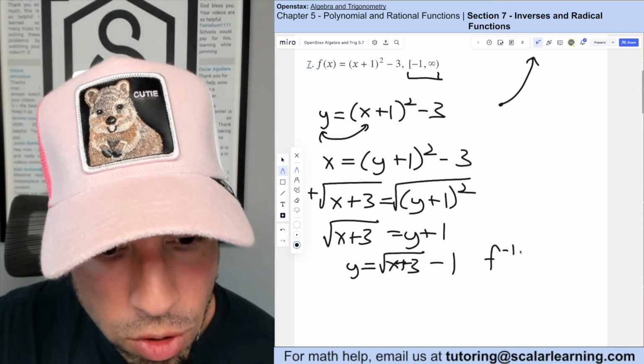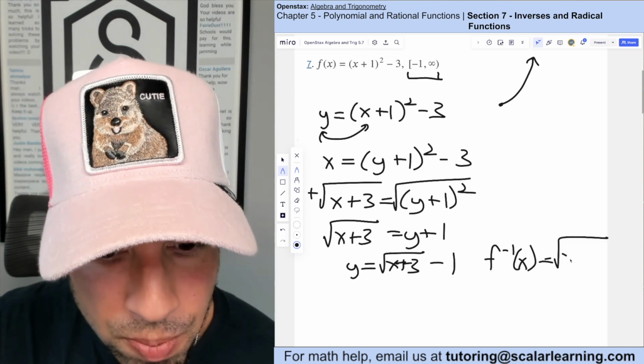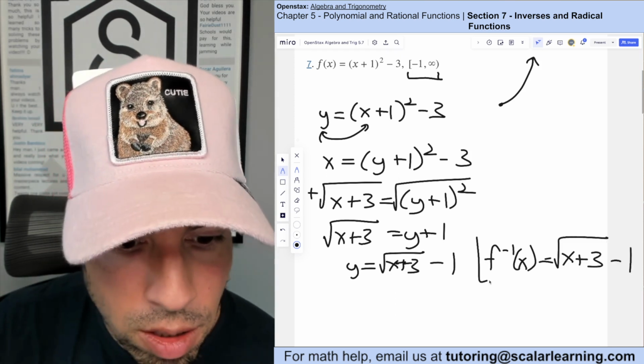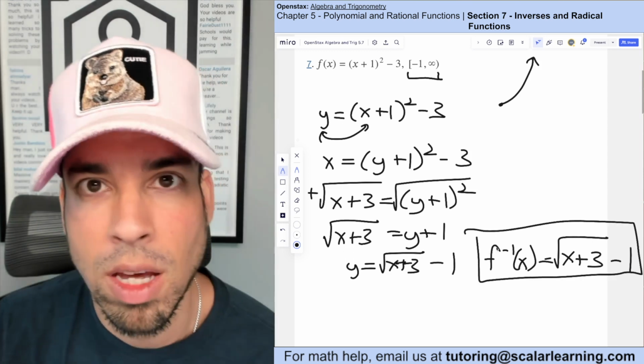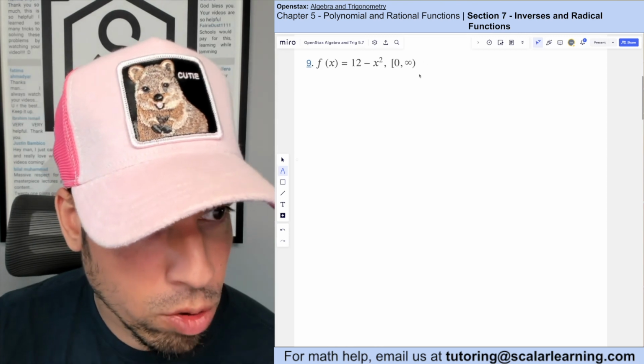f inverse of x, or f to the negative 1 of x, equals radical x plus 3 under the radical, minus 1. There's the final answer. Done. For this one, notice that we've got a domain restriction from 0 to infinity.